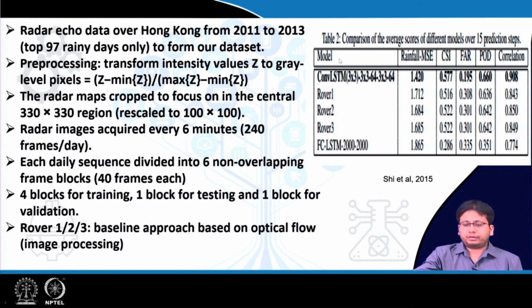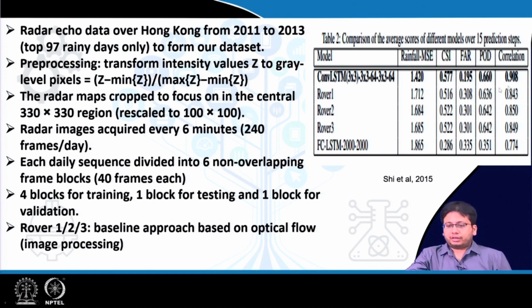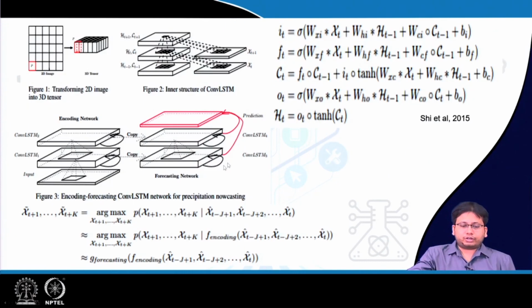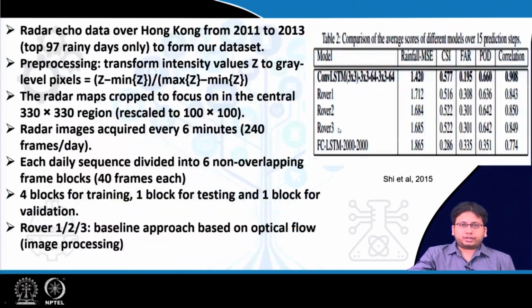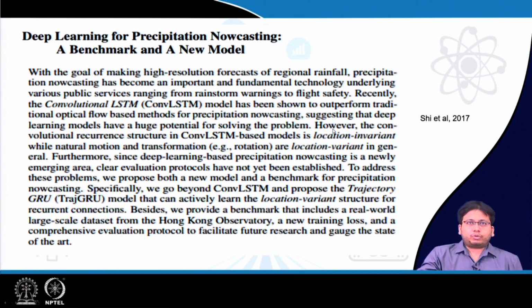So they have compared these approaches, and they find that conv LSTM performs the best, not only over the ROVERs but also over the fully connected LSTM, which emphasizes the fact that using this convolutional operation here is very crucial. Now, building on this conv LSTM model, another paper appeared by the same group of authors, Shi et al. They propose another model which they show to be even better than conv LSTM.